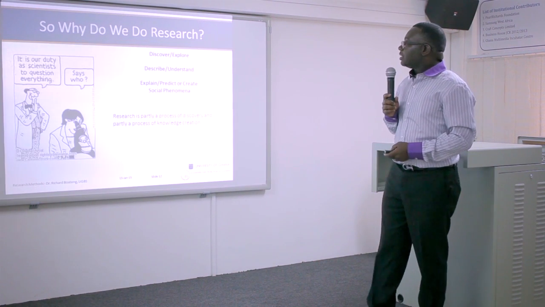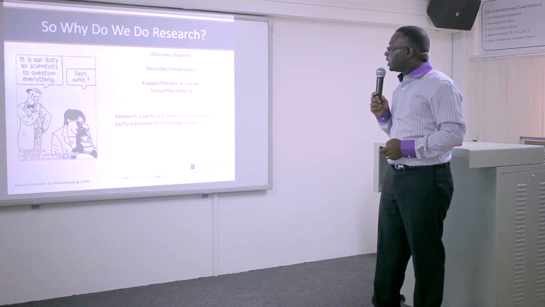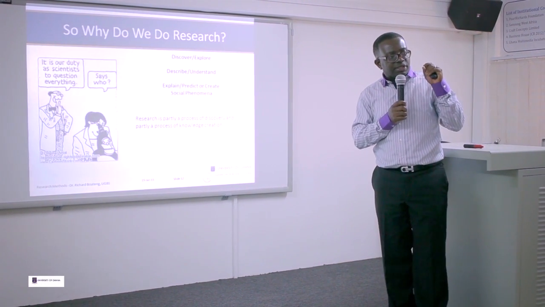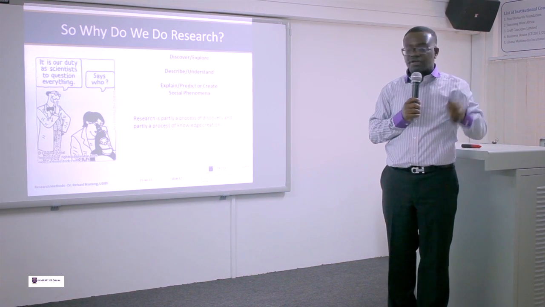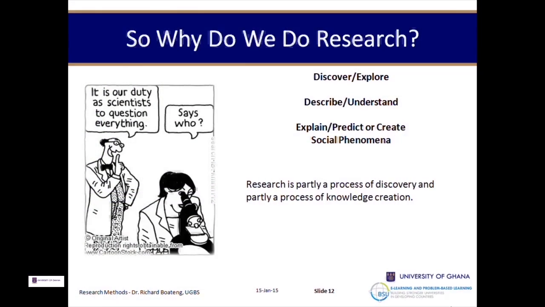Okay. Now, in all of this, we can narrow them to three key focuses. Research can have three key purposes. One is exploring what is going on. Two is seeking to understand or describe. And the last one is to explain. And if you're able to explain and know the variables, you can be able to what? Predict. So we have got exploratory, you've got understanding, and you've got explanatory.